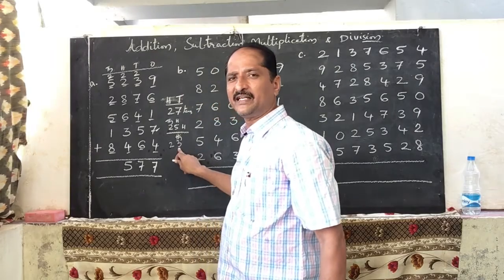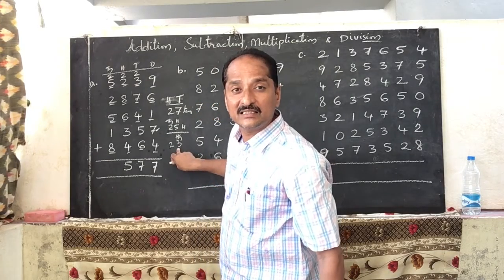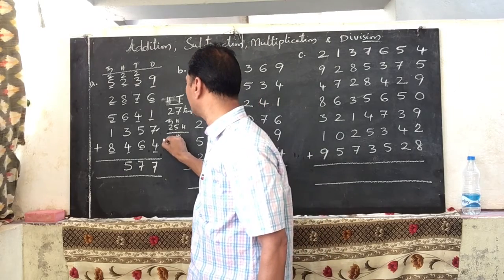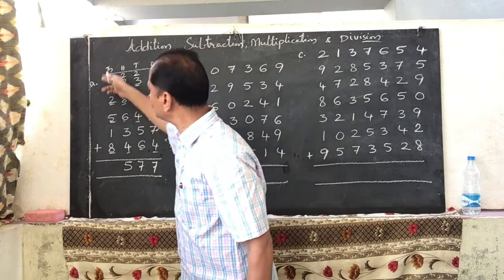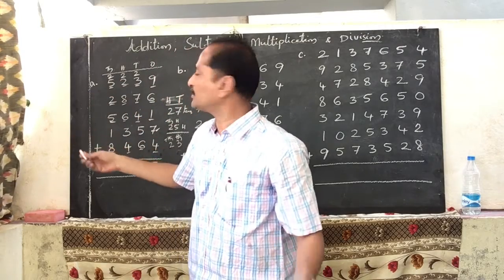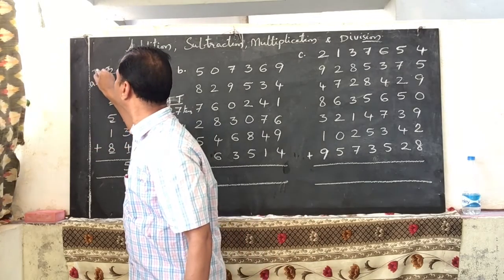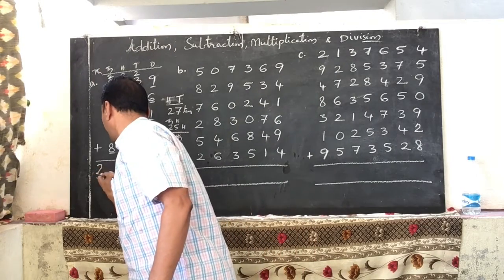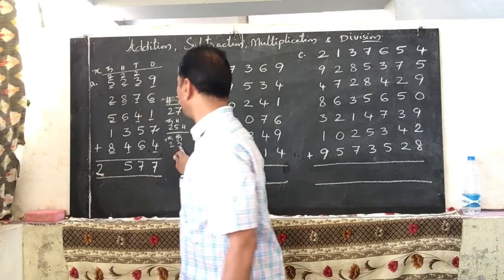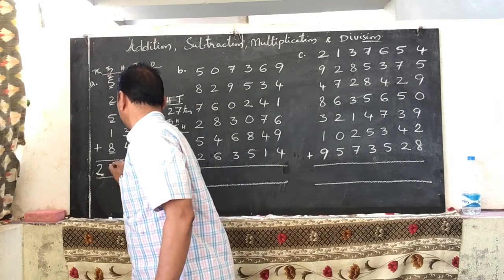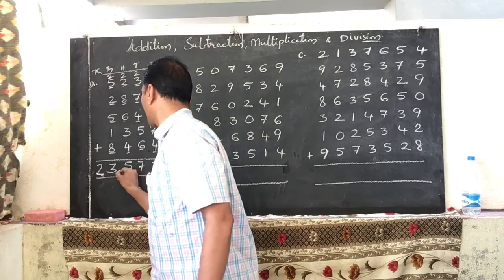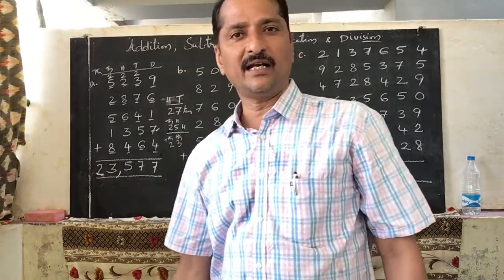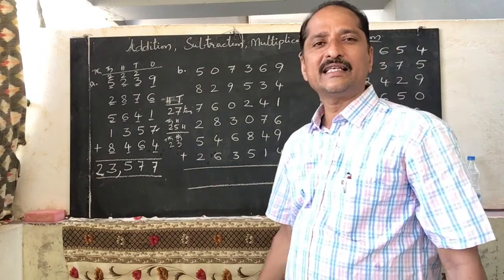23 thousands means 3 is in the thousands place. The next place greater than thousands is 10,000s. So 2 is in the 10,000s place. Is there any digit in the 10,000s place? Here there are no digits in the 10,000s, so we get it from here. 2 is in the 10,000s place and this 3 is in the thousands place. Now what will be the sum? 23,577.